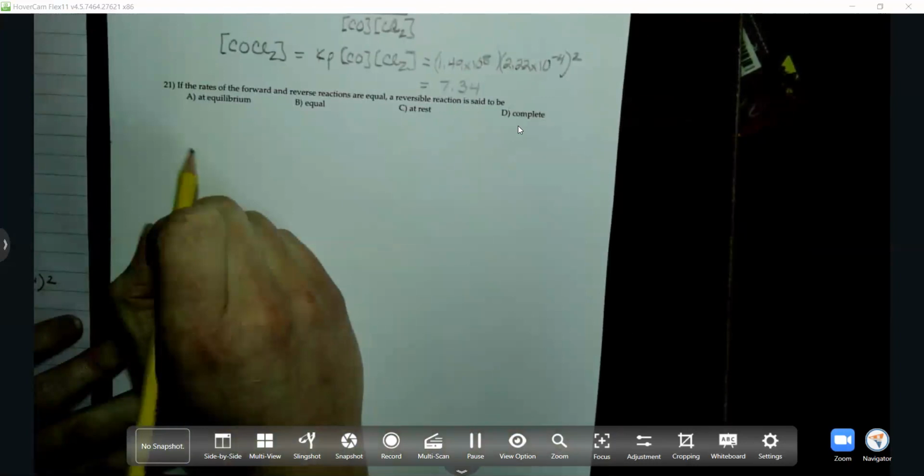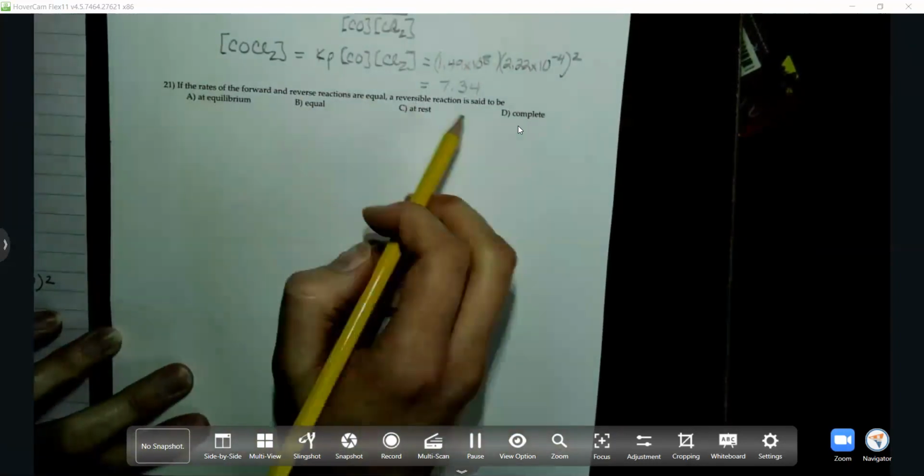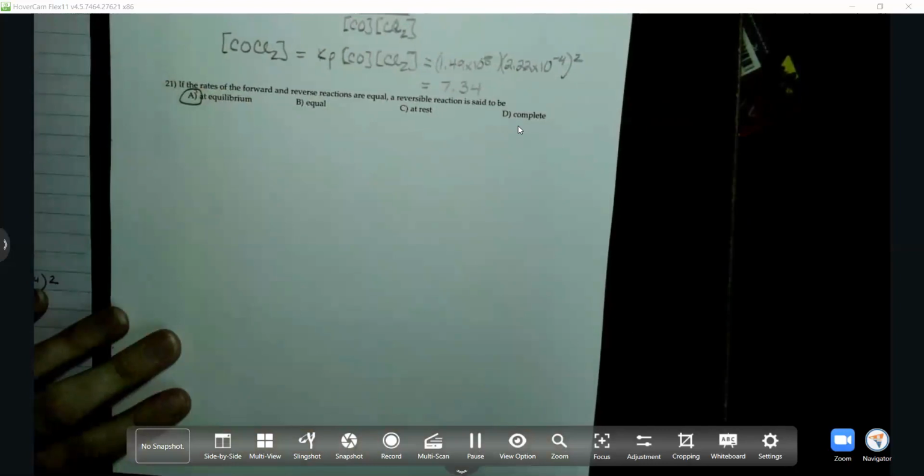All right, number 21. If the rates of the forward and reverse reaction are equal, the reversible reaction is said to be, and this is just the definition of equilibrium, that the rate of the forward reaction and the reverse reaction are equal. So they're said to be at equilibrium.